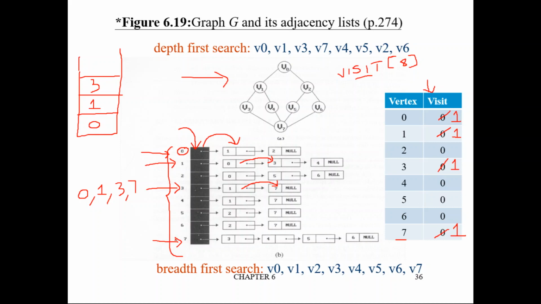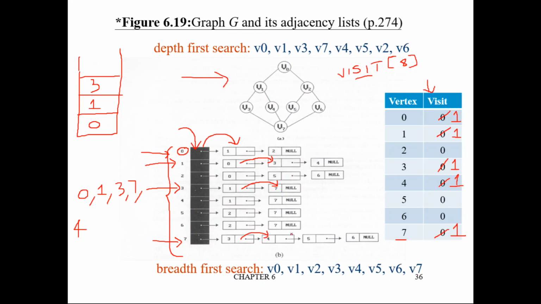Okay? 7 is visited. 7 is pointing to where? 3. Is 3 visited? Check the visit array. Yes, it is visited. So go to next. Next is 4. Is 4 visited? Check here. 4 is not visited. 4 is not visited means visit it. So after 7, we will visit 4. Okay, visit 4 and make this visit array value as 1.